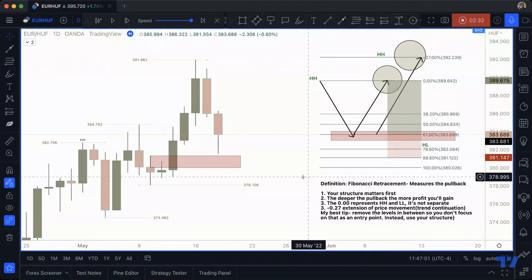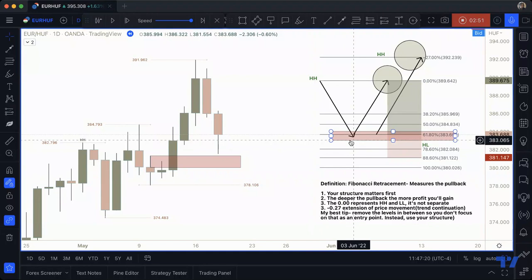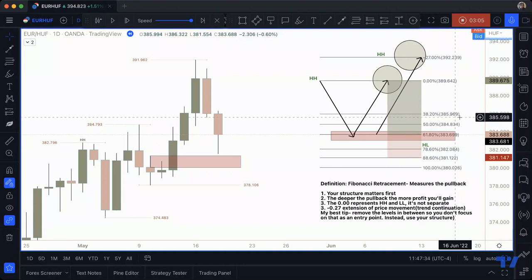What I want you guys to understand is that when it comes to your strategy, your structure matters first. You first need to identify where you want to enter a trade. That is always first. That is your foundation of trading. You cannot use a Fibonacci first. That is one of the worst things you can do as a trader, to say, "Oh, well, I think price could come to the 38.2 or the 50, or what people call the golden Fibonacci, the 61.8, or the 78 or the 88." What we don't want to do is guess what level price could be rejected at.